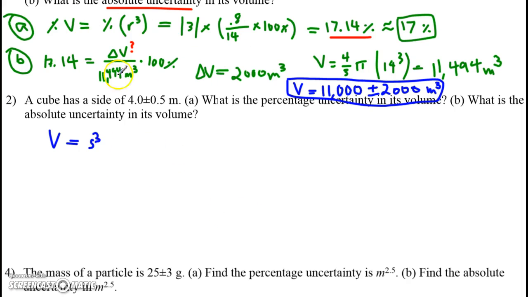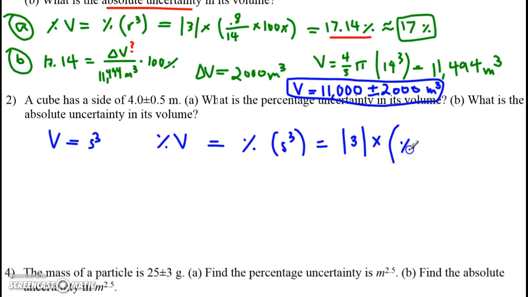So you do the same thing as above. The percent uncertainty in volume is going to simply be equal to the percent uncertainty in S cubed, which is, you take the power, absolute value it, and you multiply by the percent uncertainty in the measurement, S. S is our measurement, it has uncertainty. So that's how you do part A.